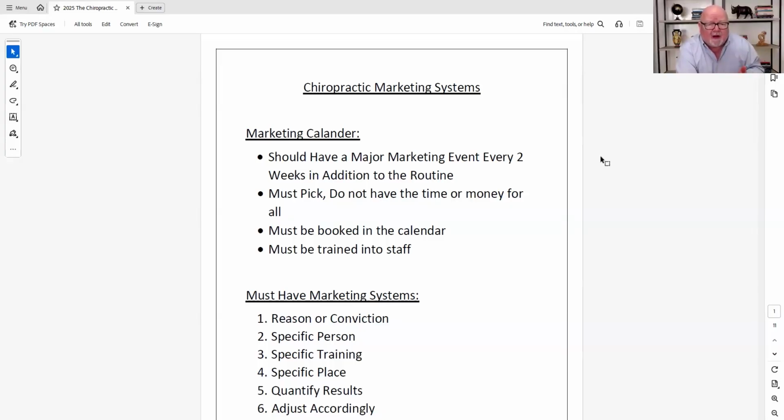I taught all my staff members how to do referrals, but the primary responsibility for referrals was my marketing assistant who does therapy in the back. That's usually who's responsible for most of the marketing, because they spend the most time with the patients. They have the most opportunity for the internal marketing, that is. Anyway, so it must be booked in the calendar, and then it's constantly trained into staff.